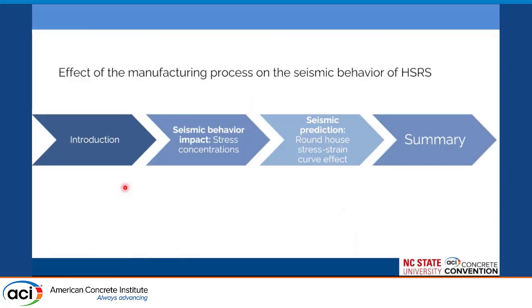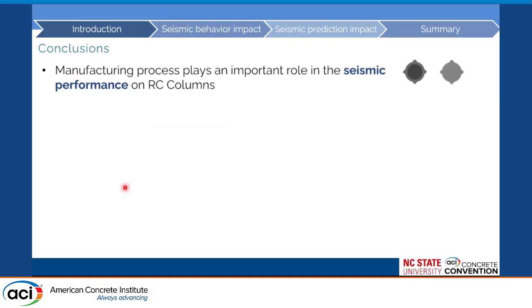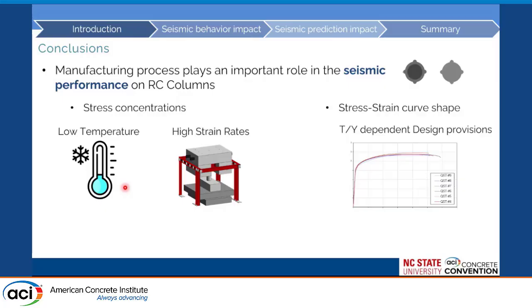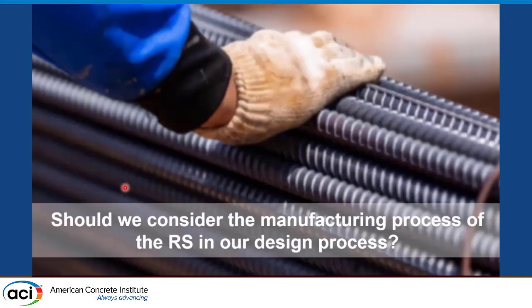So to conclude this presentation, as Lina presented before, we know that the manufacturing process plays a significant role in the seismic performance of high-strength steel reinforced concrete columns. The first issue that we see is stress concentrations. We notice that the manufacturing process plays a role on stress concentrations, which is affected by low temperatures, but also by high strain rates. The manufacturing process can also change the shape of the stress strain curve, which could affect provisions in design that rely on T to Y ratio.